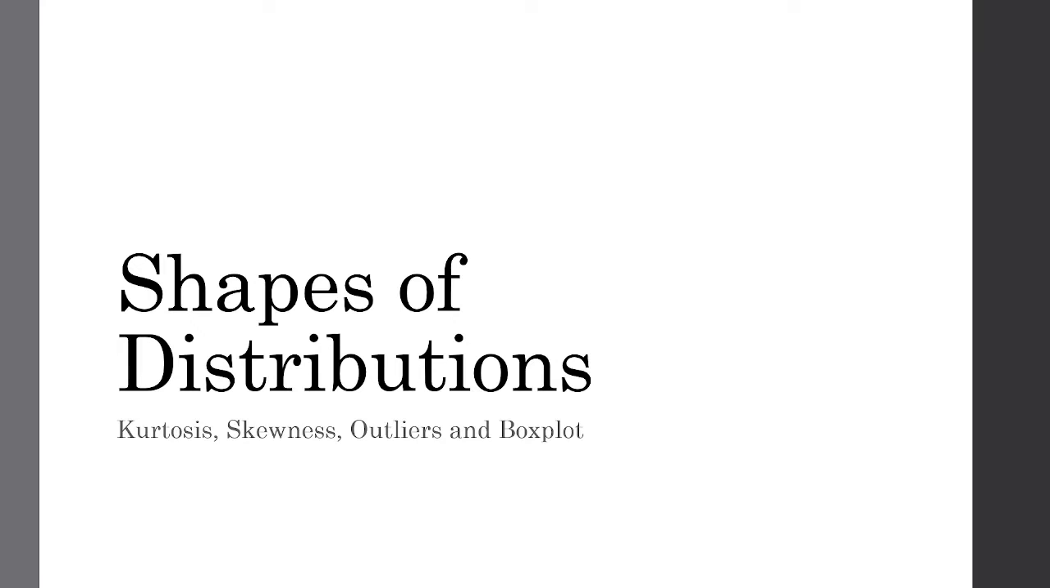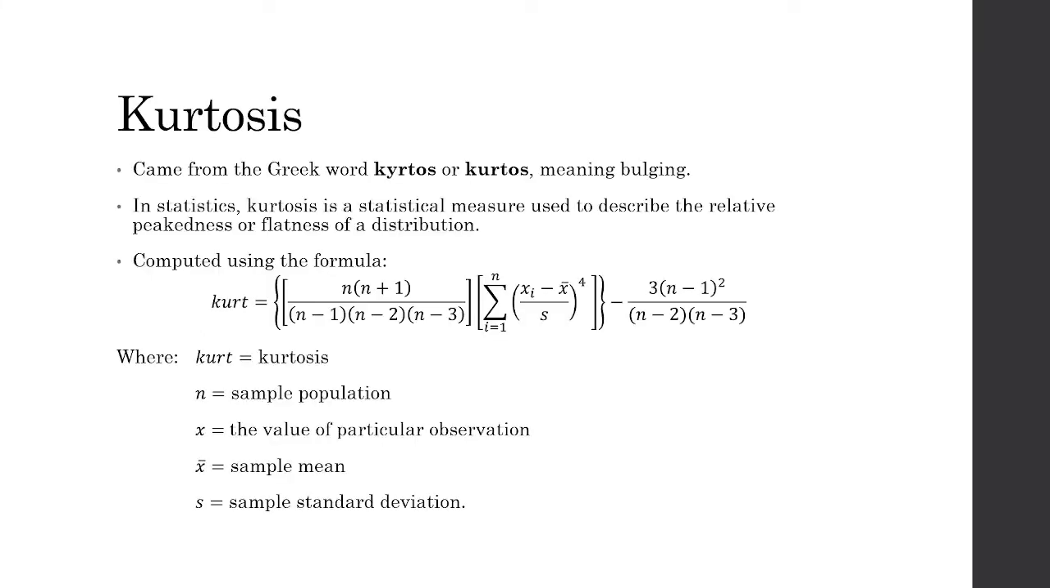So we will start with the discussion of shapes of distribution and on kurtosis. Kurtosis actually came from the Greek word kyrtos or kurtos, which means bulging. And by bulging, it just means kung gaano ba kababa or gaano ka tambok or gaano kataas yung ating distribution. So in statistics, kurtosis is a statistical measure used to describe the relative peakedness or flatness of the distribution. Therefore, we will be looking at the bulge.